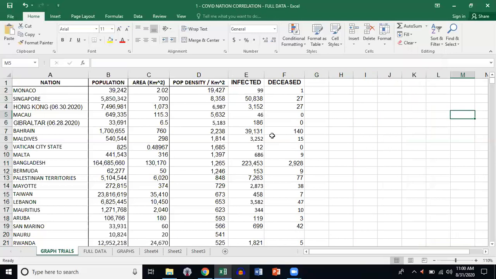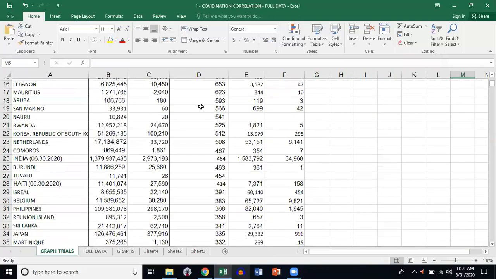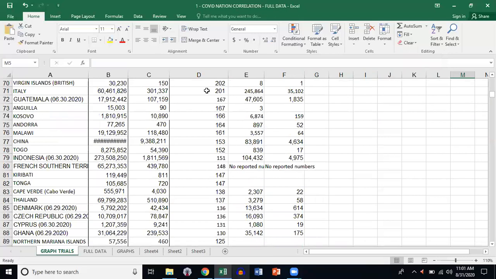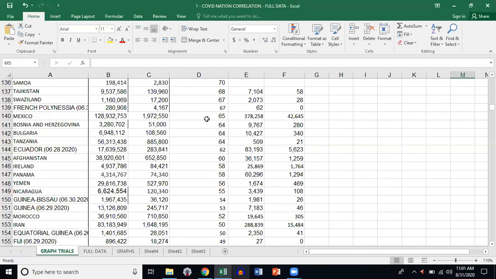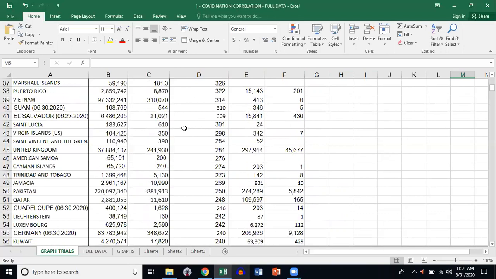It's a cleaner thing. And now I have this data here. It's got nations, population, area, density, infected, and deceased. All right, and it's already ranked by population density. And I wanted to show you how to make a graph of this density and the beginnings of what I mean by a power law or power distribution. So the easiest way that I find to make a graph, well, first let me show you how I rank this.